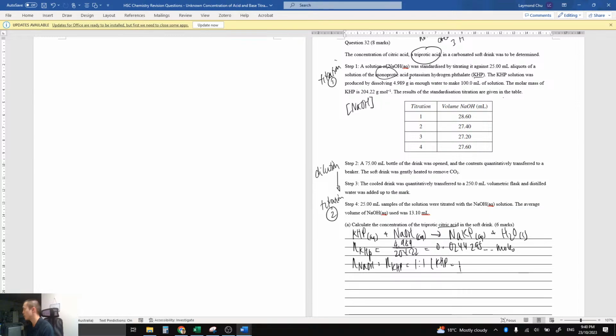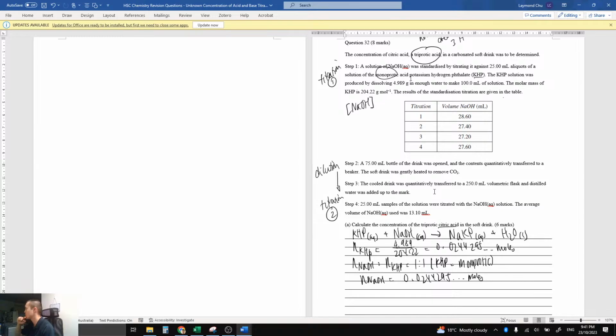Now our molar ratio between our KHP and our NaOH is 1-to-1. KHP is monoprotic. Monoprotic in this case just means 1 proton available, so it will react with NaOH in a 1-to-1 ratio. So n of NaOH equals 0.0244295... moles. Cool. Now we need to find the concentration.